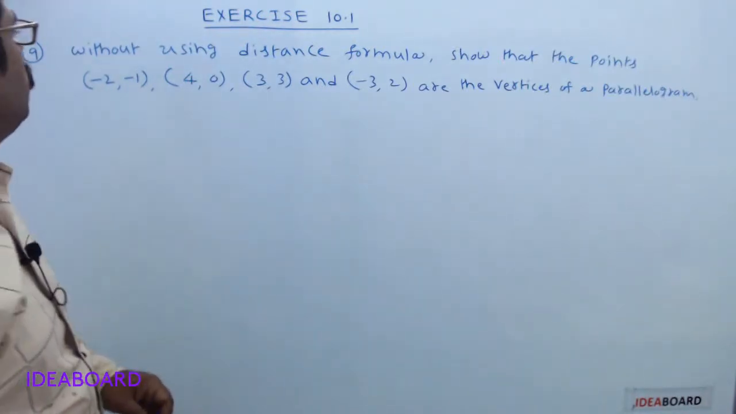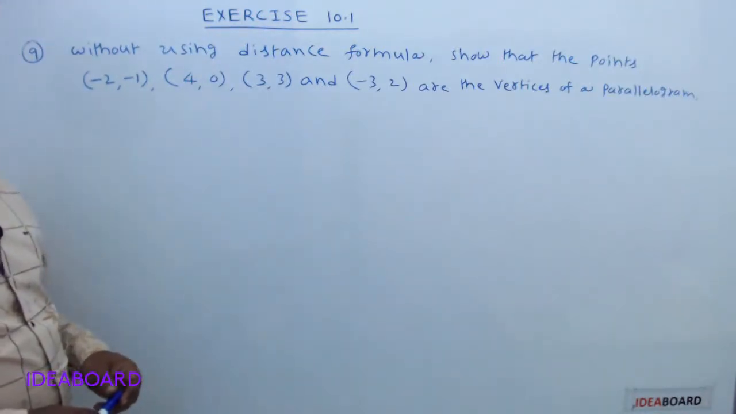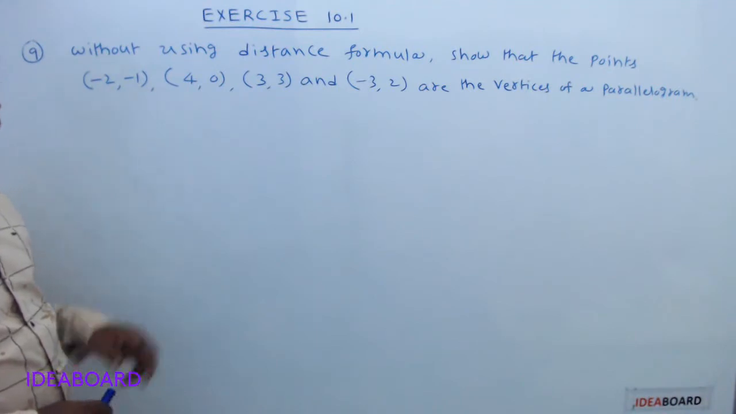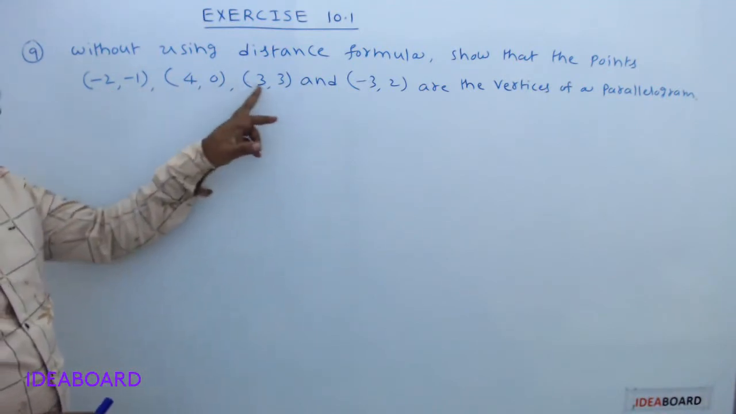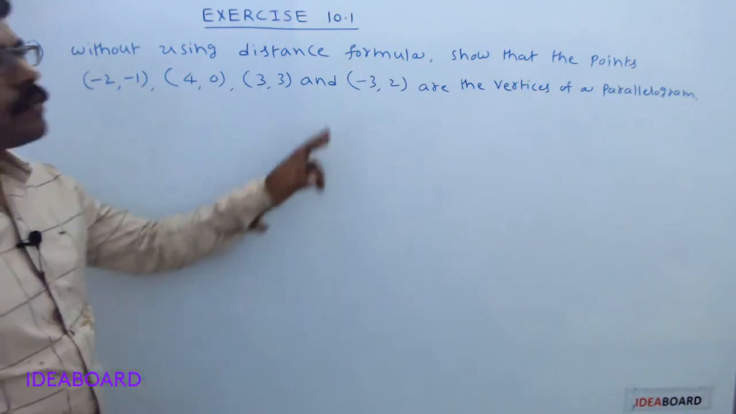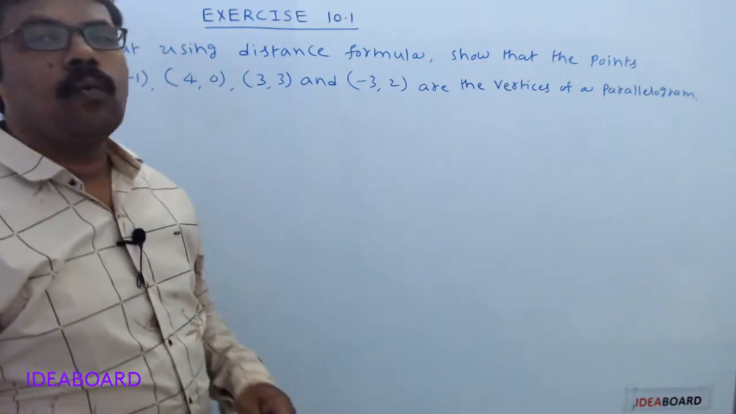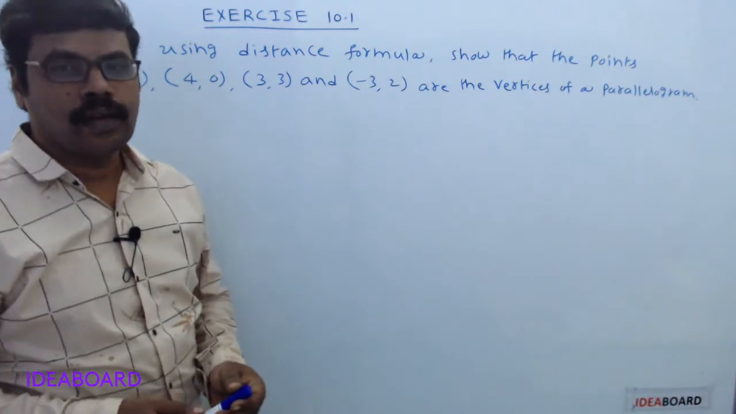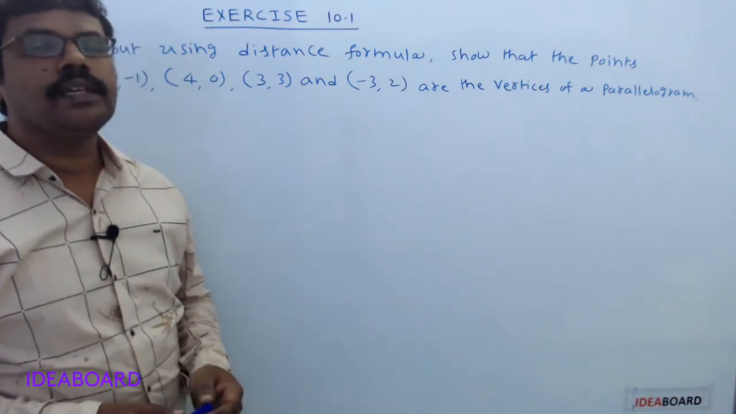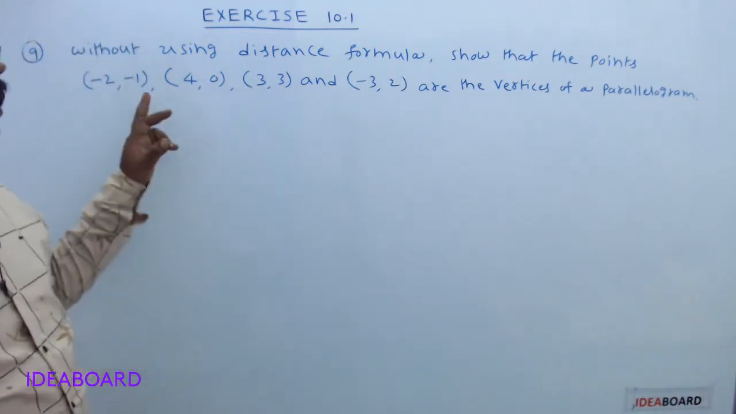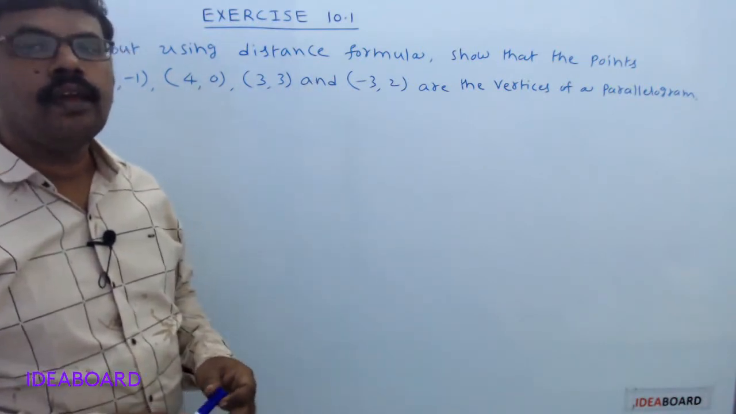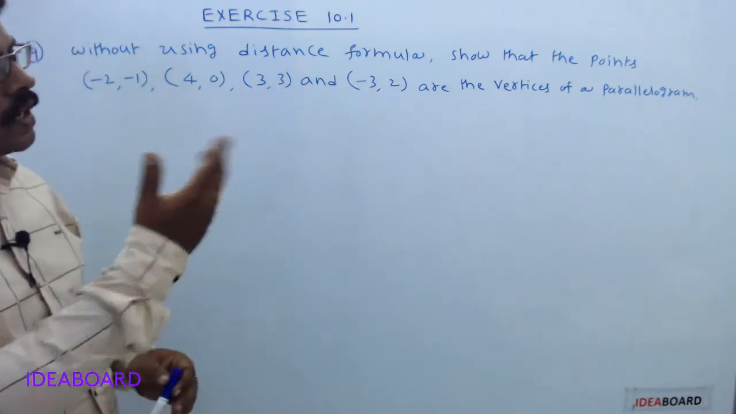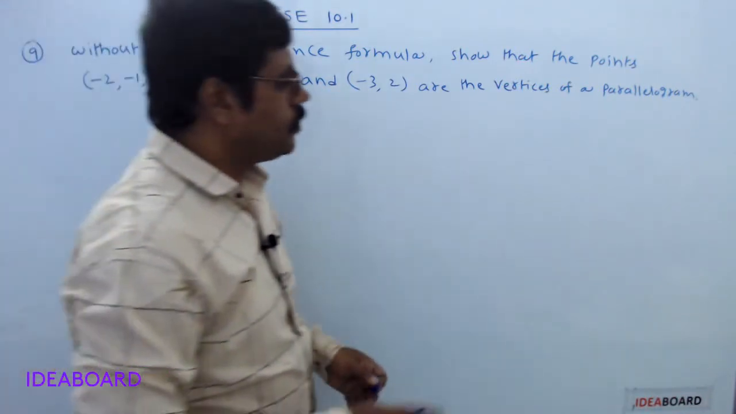Now come to the next question. Without using distance formula, show that the points (-2, -1), (4, 0), (3, 3) and (-3, 2) are the vertices of a parallelogram. Without using distance formula, we have to show that these 4 points are the vertices of a parallelogram. First draw a parallelogram.